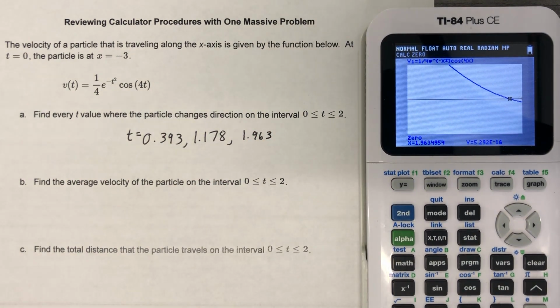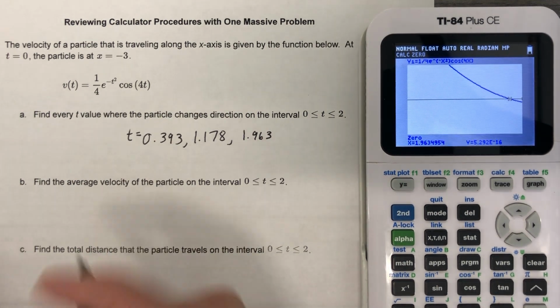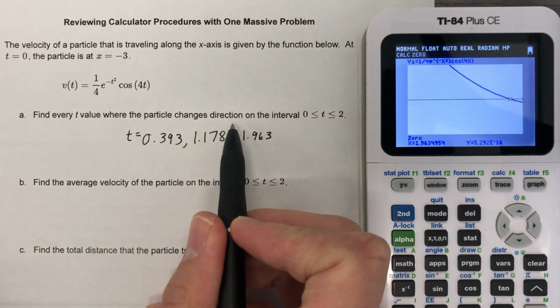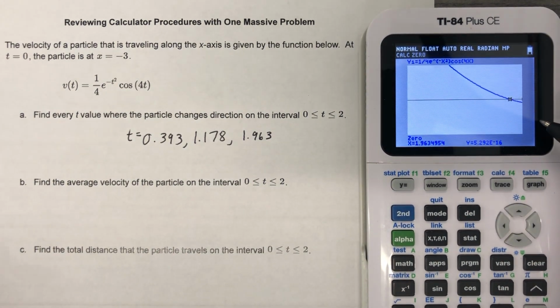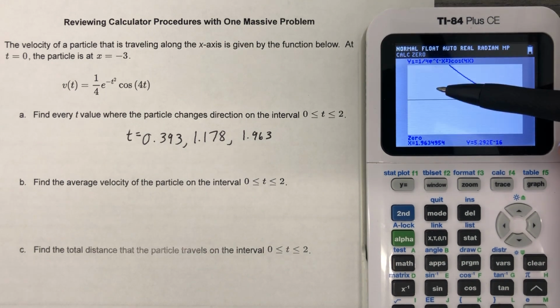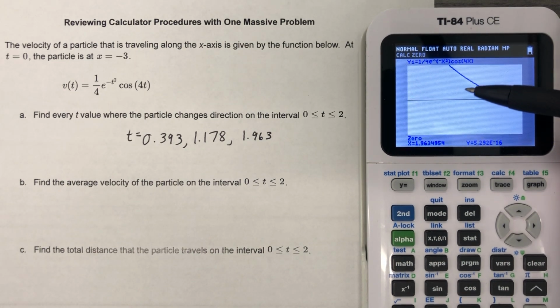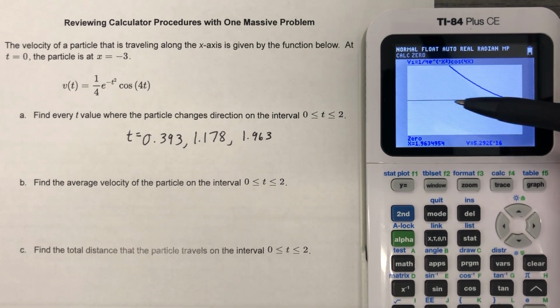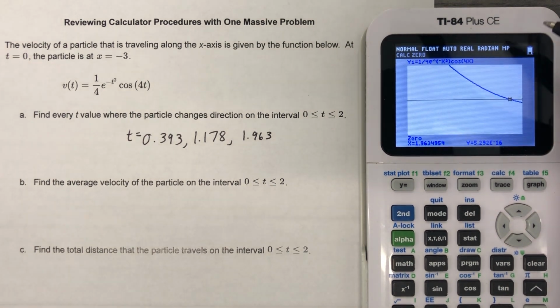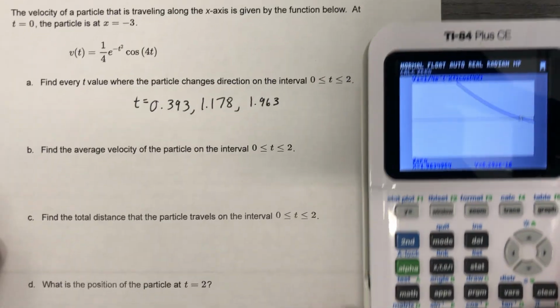So I had briefly said something earlier, and in the context of this problem, it's good to know this. Find every t value where the particle changes direction. And again, that was everywhere we crossed the x-axis, went from positive to negative or negative to positive. If we were going to just simply bounce off the x-axis and never went below it, or bounce off from below and never went above, then technically we did not change directions. So that didn't happen in this situation, but it's good to know. Okay, let's move on to part B.